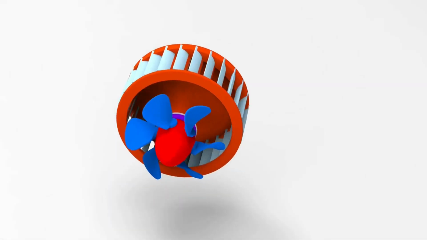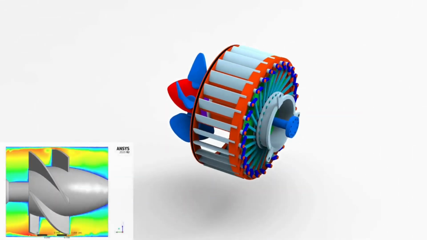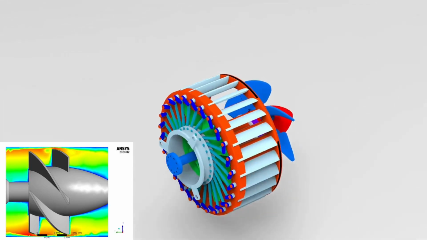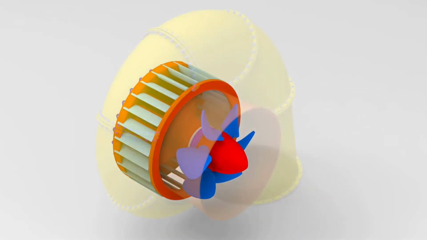Here is a surround view of the runner blade and guide vane mechanism. The axial flow runner consists of 3 to 8 blades of airfoil shape. As the fluid passes across the blades, it changes pressure and generates energy.